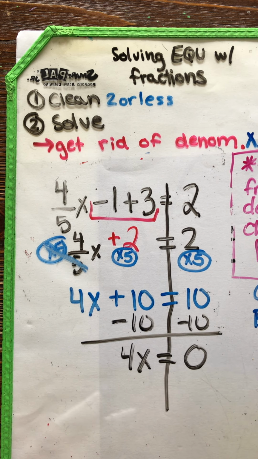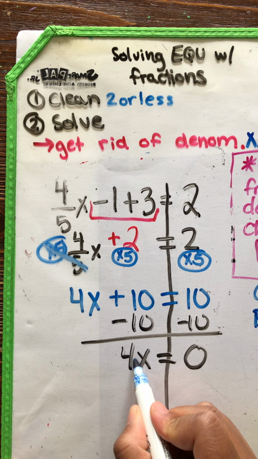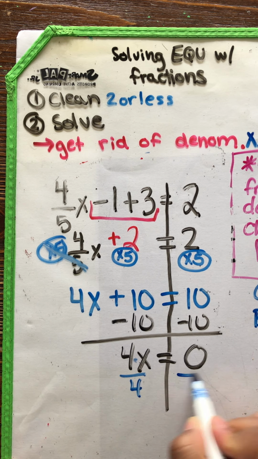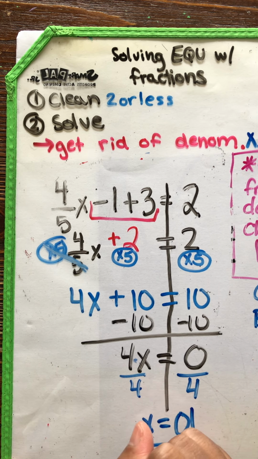I get a 0. 0 is a number. This doesn't mean no solutions or a weird answer. I still need to get rid of a times 4. The opposite of a times 4 is a divide 4. Your answer is 0.